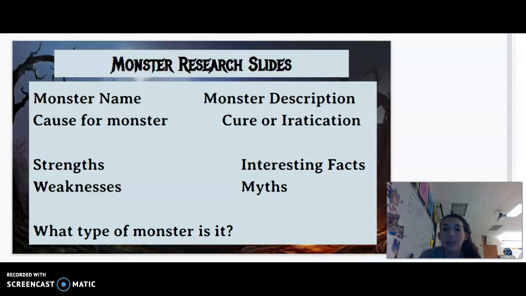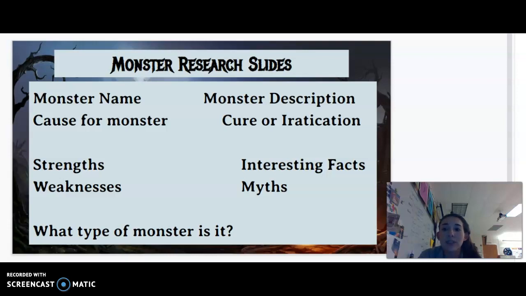So, monster research slides. You need to include a title page for your monster, which tells you the name of your monster and gives some kind of depiction of them. You need to have a cause for your monsters, so where they come from, what makes them exist, those kinds of things. Depending on your monster, that can be very different. It could be anywhere from alien invasion to being bitten by some strange creature, which we're going to talk about in my example in a little bit.